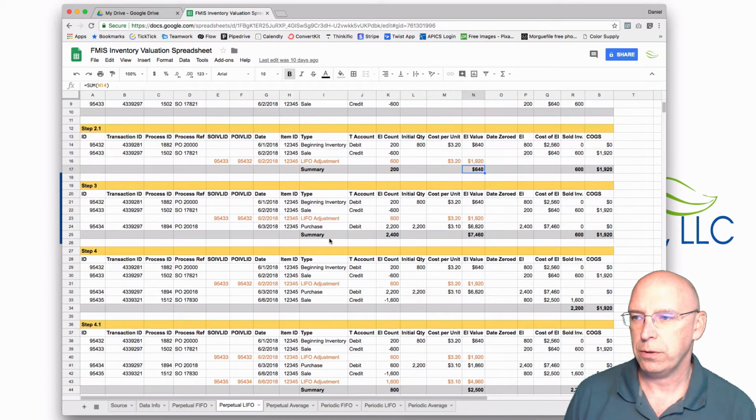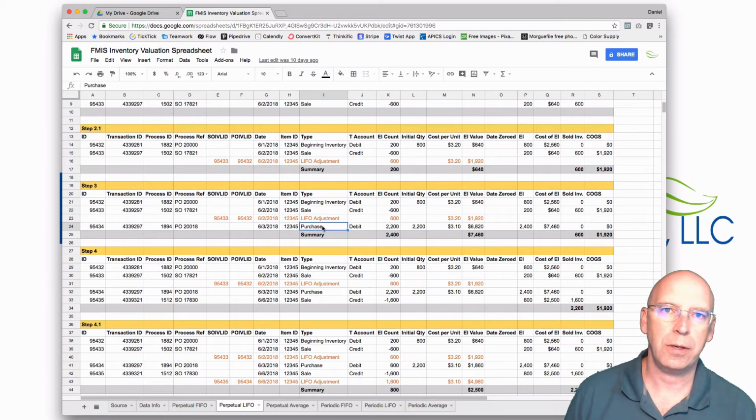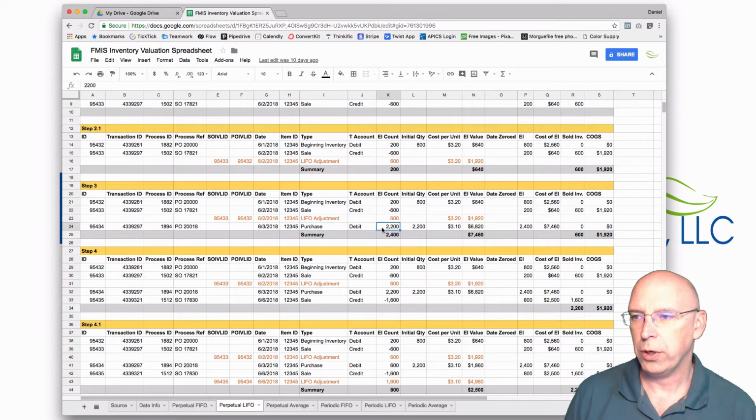The next thing we do is we have a purchase, that's a debit on our T account, and we bring in 2,200 units at a cost of $3.10. That's going to increase our ending inventory. We had 200 units and we brought in 2,200 units. That's going to give us 2,400 units. And here is our value of that 2,400 units.